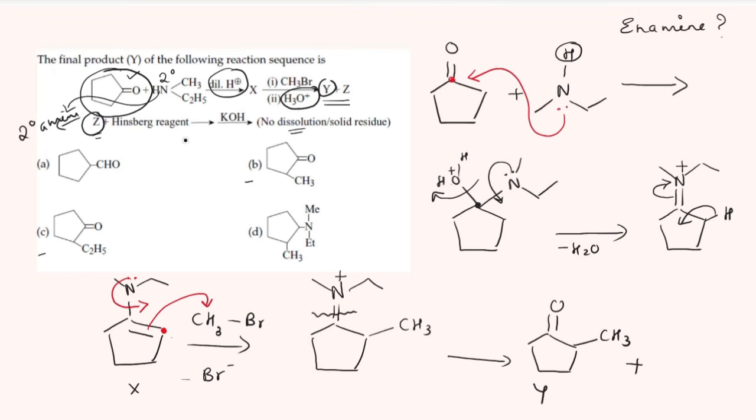What about the Z? As I told earlier, Z is a secondary amine. So this is the secondary amine we will get back like this. And when a secondary amine reacts with Hinsberg reagent, it forms a white precipitate which is not soluble in the KOH. So all these statements hold good for the given reactions. So this is our product and it is present as option B. Therefore, the final answer is B.